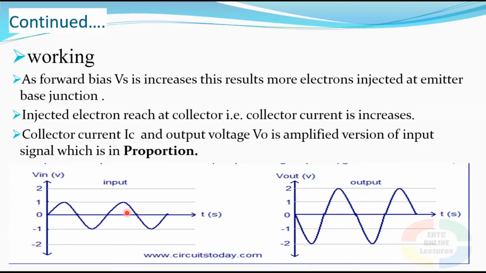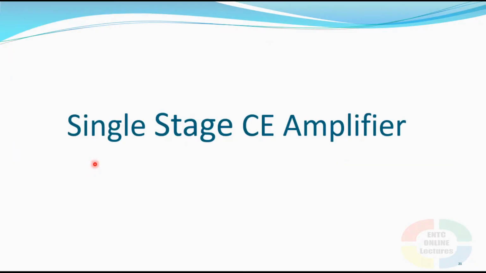As we see the waveforms of the input side and output side, we can understand that input and output are in proportion to each other, but the strength, or amplitude, of the output signal is increased compared to the input. Now we know what a common emitter amplifier is.